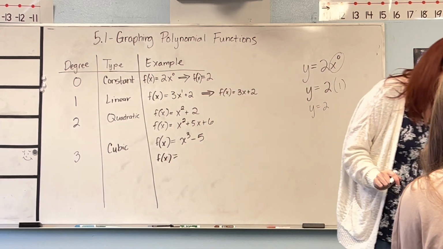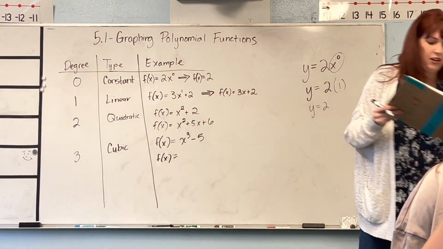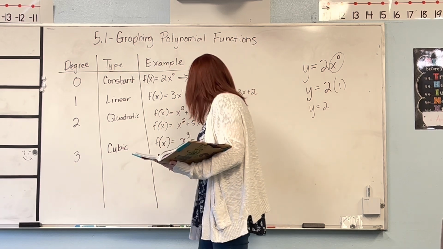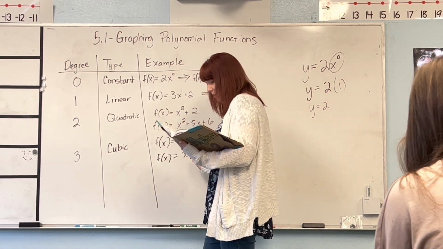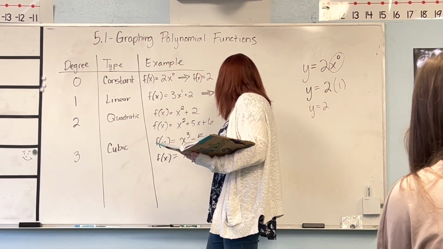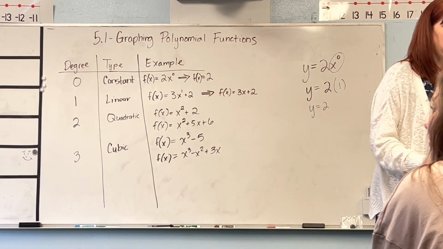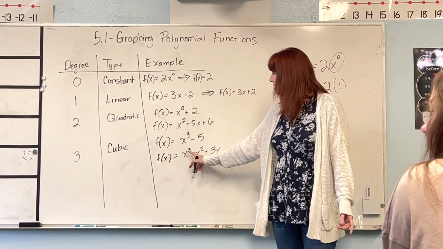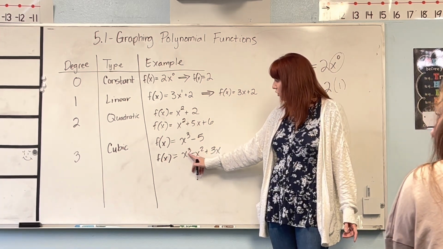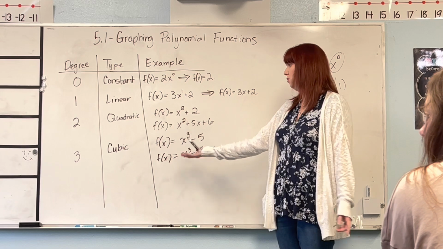Do they have one that isn't real? It could be x to the third minus x squared plus 3x. You see it has lots of other x terms in it, but because the highest degree is 3, it's cubic.